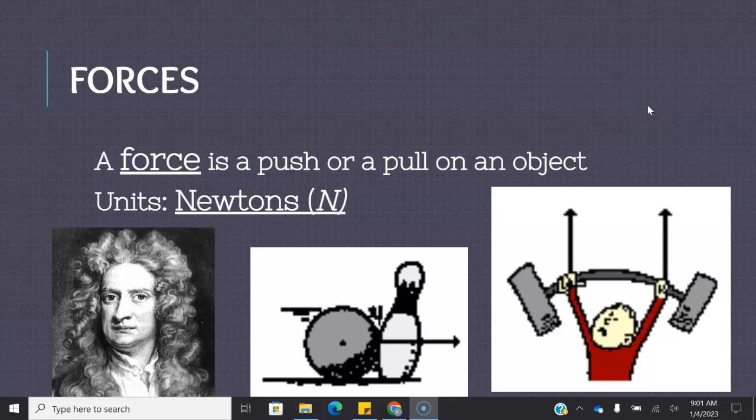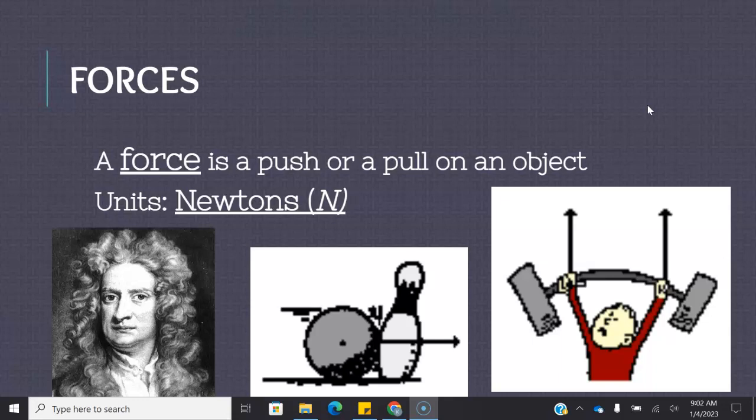Hey guys, welcome back. Today we are doing a really short lesson on Newton's third law of motion. So we've already talked about the first and second law, and we've talked about forces. So today's really just a brush up on reviewing some of those concepts and defining Newton's third law. So let's go ahead and jump into it.